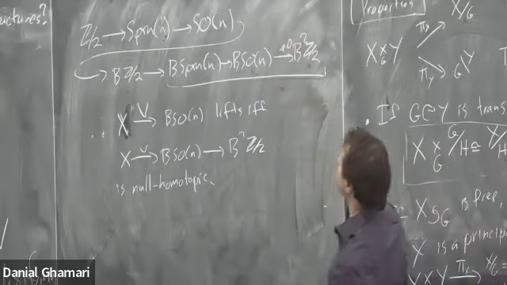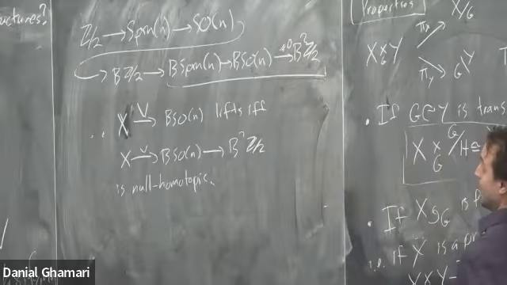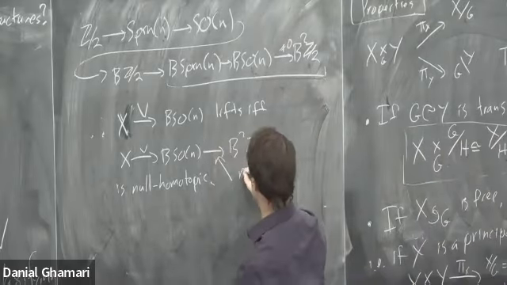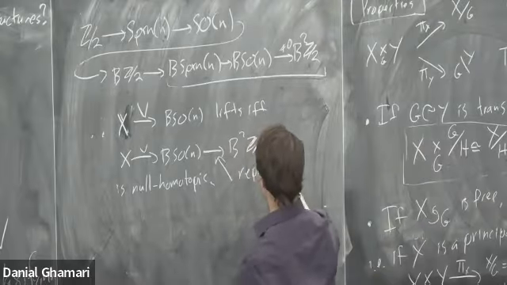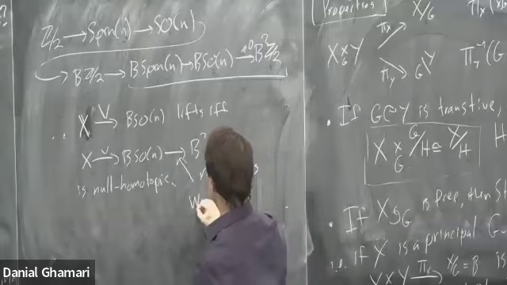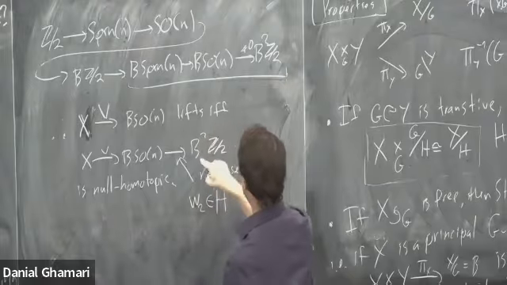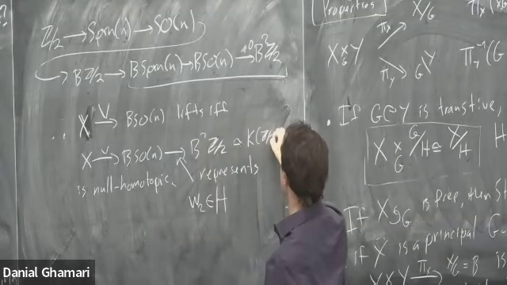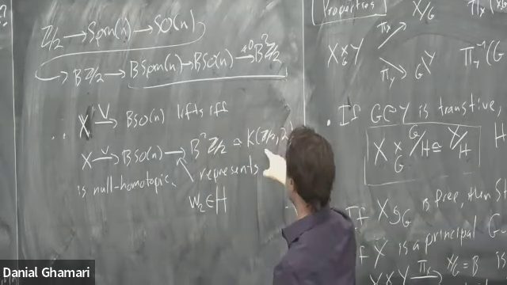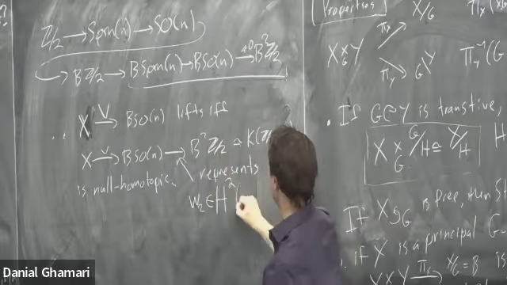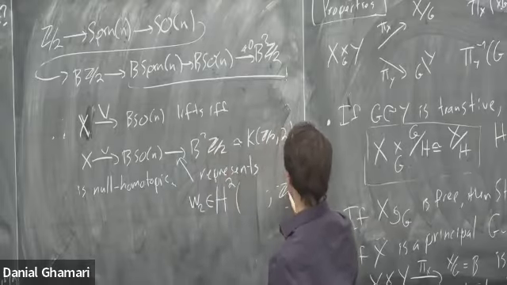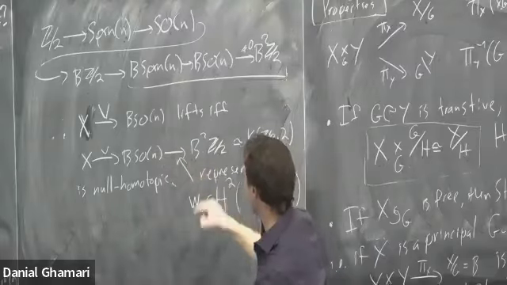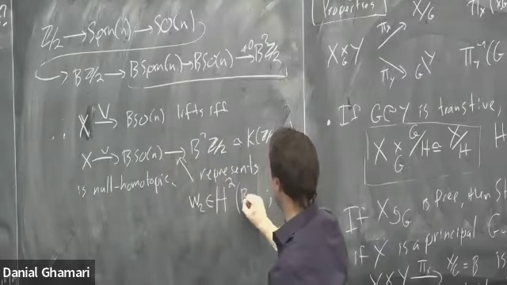Don't take my word for it that this is not a null homotopic map to begin with. So this actually represents the second Stiefel-Whitney class, right? B squared of Z mod 2 is an Eilenberg-MacLane space K(Z mod 2, 2). So this represents degree 2 cohomology with Z mod 2 coefficients. And this map represents the universal second Stiefel-Whitney class.